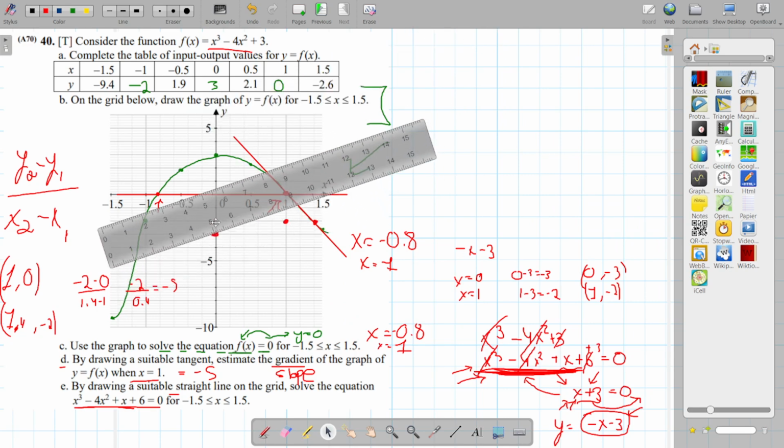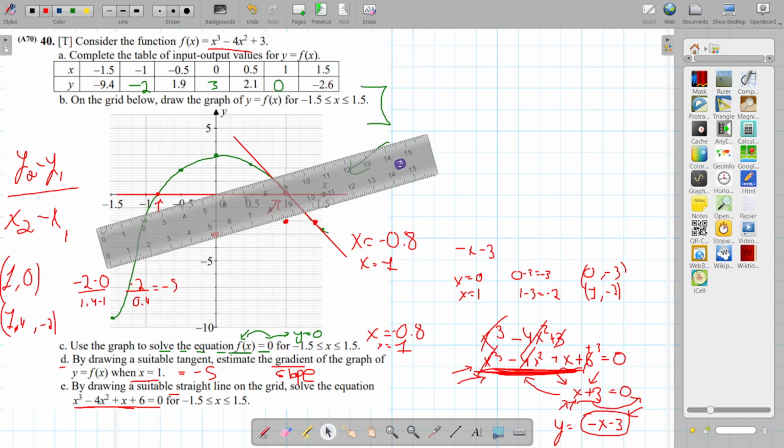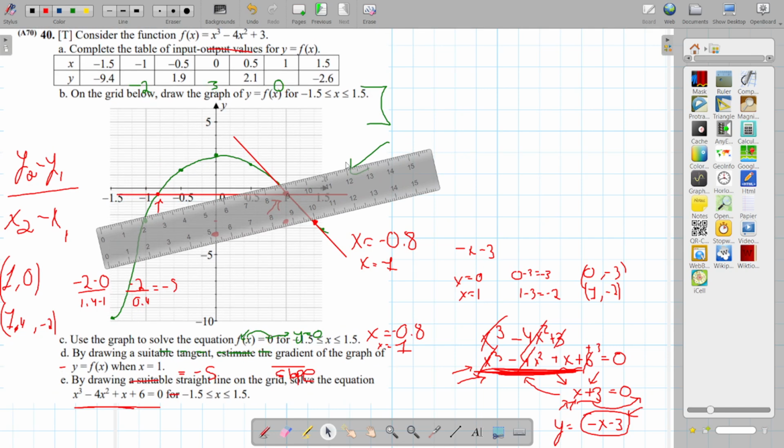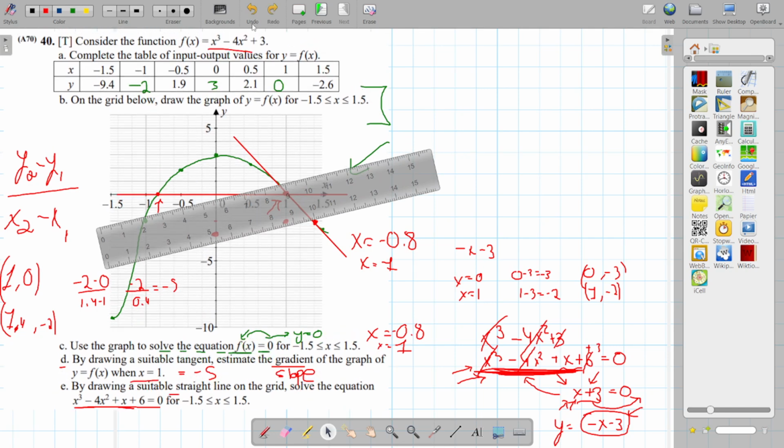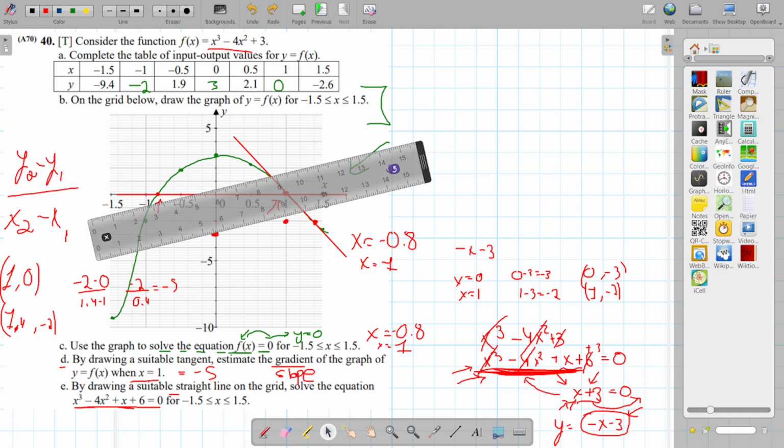Connect them with the ruler. Okay, I messed up. What did I do? Okay, I think that's good. Yeah, this is the line.